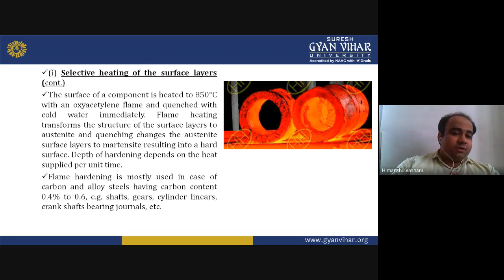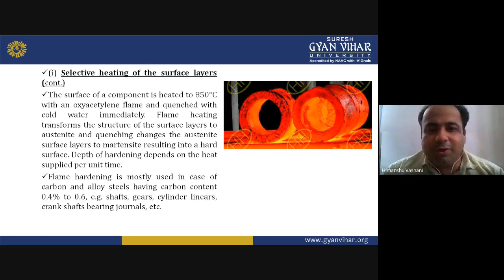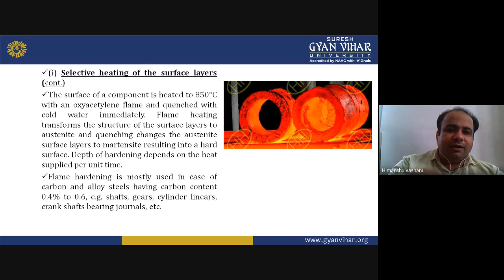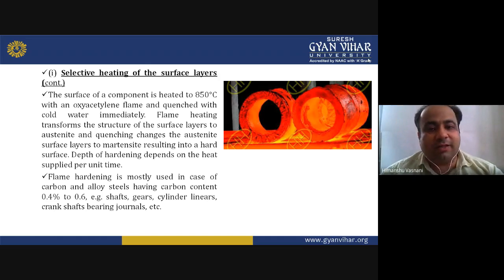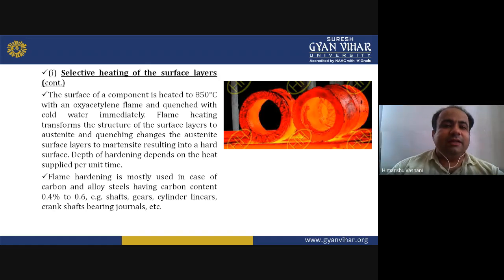Our motive is to obtain a hard surface. So they simply heat the material with a flame, change its structure to austenite, and then immediately quench it with cold water, changing the austenite surface layers to martensite. With the change from austenite to martensite, this results in a hard surface. Now, the depth of hardening depends on the heat supplied per unit time.